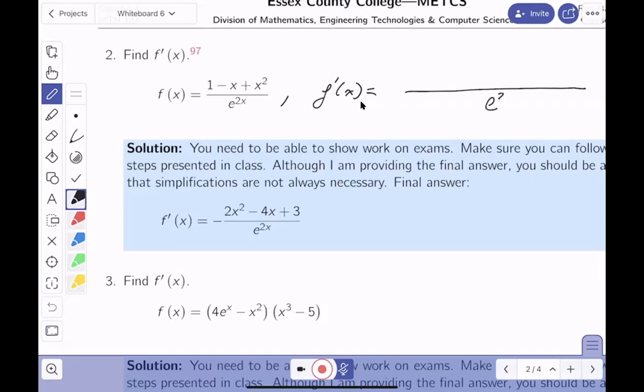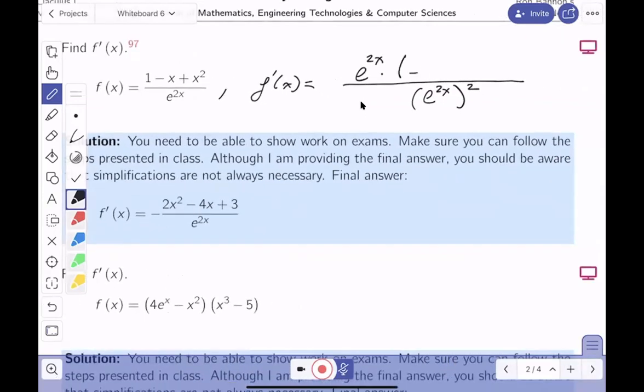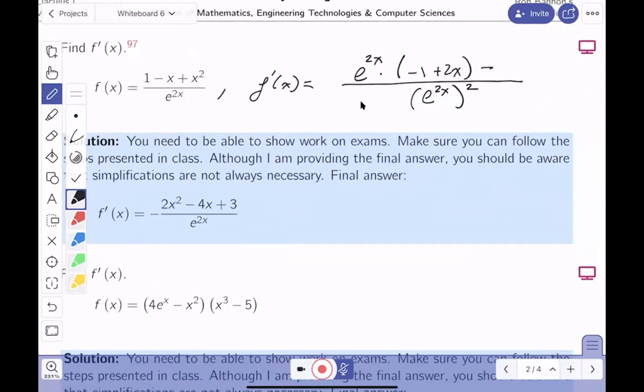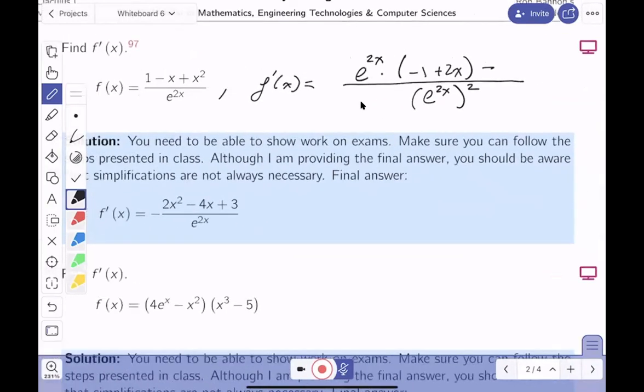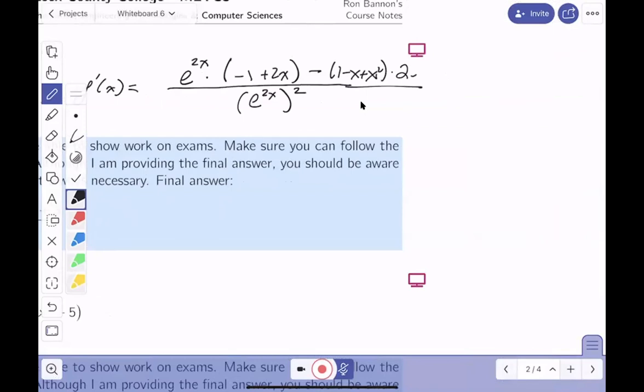I'm going to square the bottom, bring the bottom to the top, times the derivative of the top. The derivative of the top is going to be minus 1 plus 2x, minus the top. That goes in parentheses, 1 minus x plus x squared, times the derivative of the bottom. Well, we just did that. And what's that going to be? 2e to the 2x. All right.